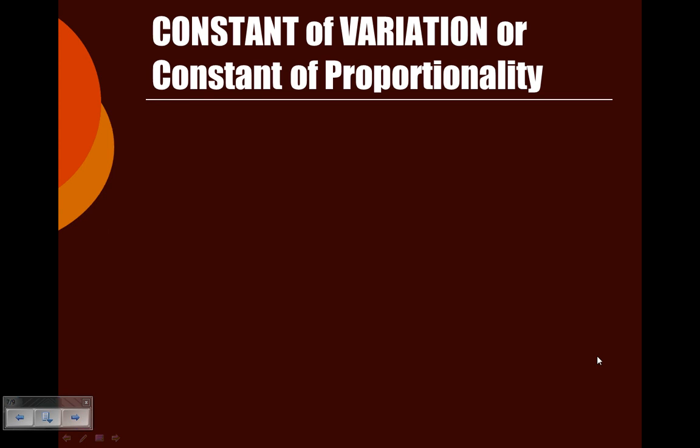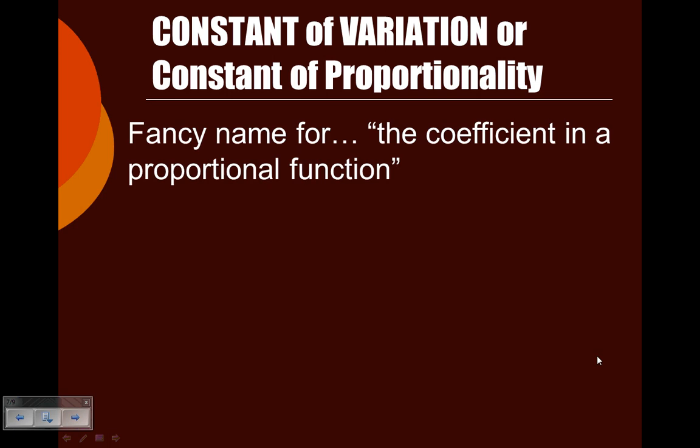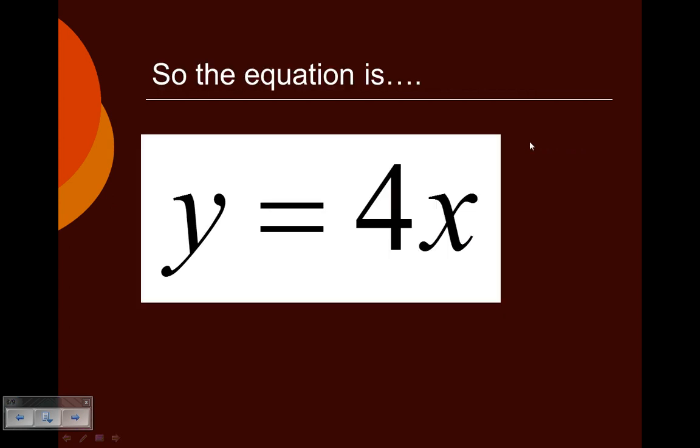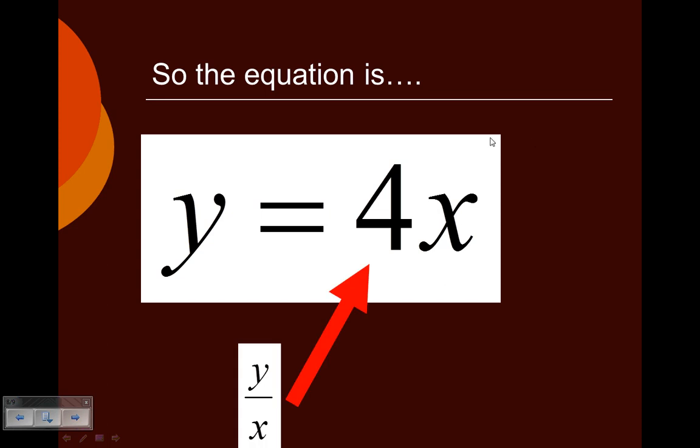Constant of variation or constant of proportionality. That's a fancy name for the coefficient in a proportional function. Y over x. So when I go through here, and I've got 0, 0 right here, then I take 4 divided by 1 is 4. 8 divided by 2 is 4. 12 divided by 3 is 4. That means that the constant of variation, the thing that it's changing by each time, is 4. That 4 is my coefficient. So the equation is y equals 4x. That 4 is the y number divided by the x number.